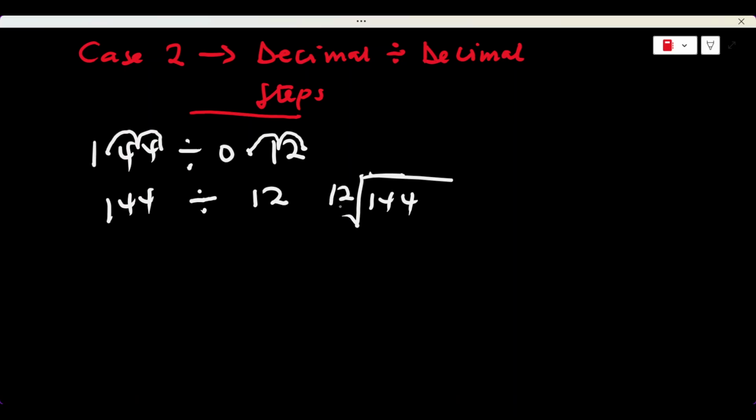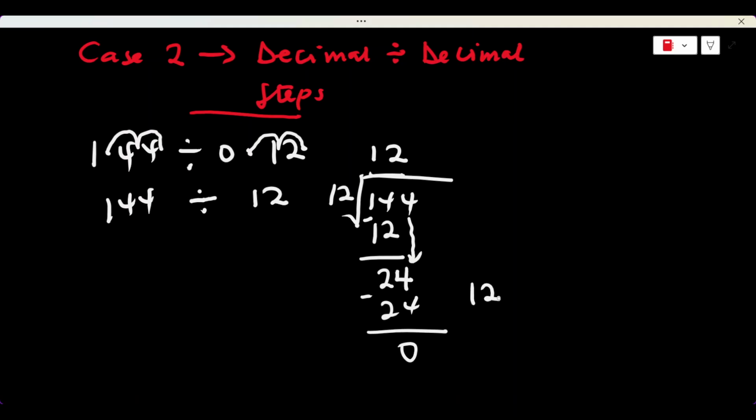So how many times does 12 go into 14? It goes in 1 time. 12 times 1 is 12. Subtract 14 minus 12, 2. Then you bring down what? Your 4, giving you what? 24. 12 goes into 24 2 times. 12 times 2, 24. Subtract, you get 0. Because we have 0 as our remainder, we have 12 as our answer.